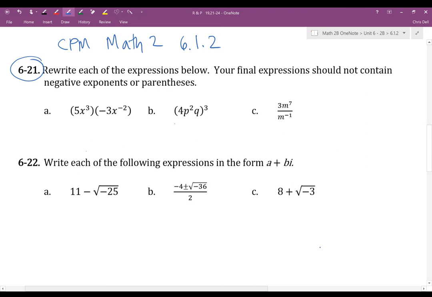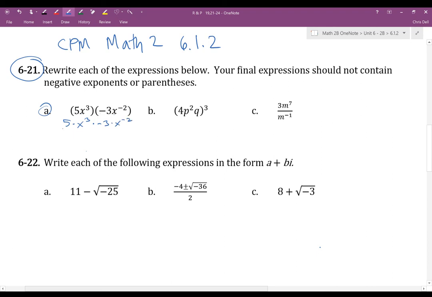So there are three different types of problems here, so there are three rules that are applied. First of all, with this one here, A, if you notice it's 5 times x to the third, and then all of that times negative 3x times x to the negative 2, right? So we know this is a string of multiplication. So it's really 5 times x to the third times negative 3 times x to the negative 2, right?